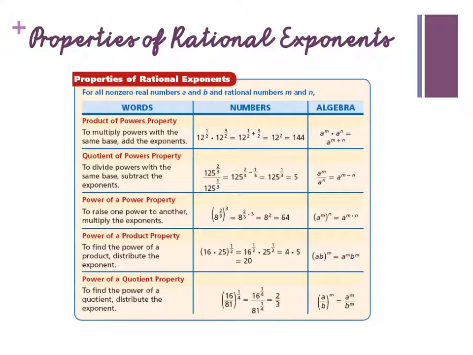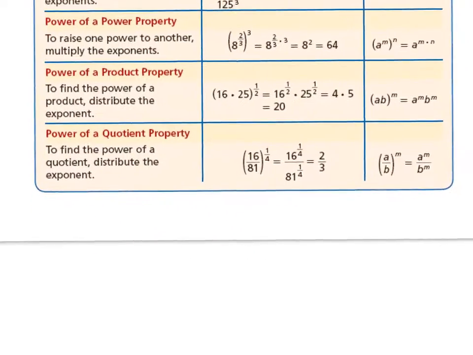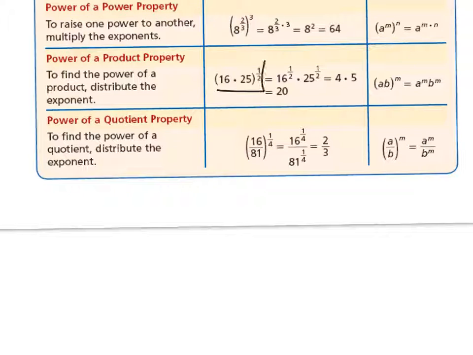The power of a product, so this was not in that warm-up. If it's written like this, then I can actually distribute that 1/2 to each of those. That can be written as 16 to the 1/2 times 25 to the 1/2, and that 1/2 is the square root, so that would be 4 times 5, which is 20. And then the power of a quotient, if the exponent's on the outside of a fraction that's in parentheses, that exponent goes to both, okay?